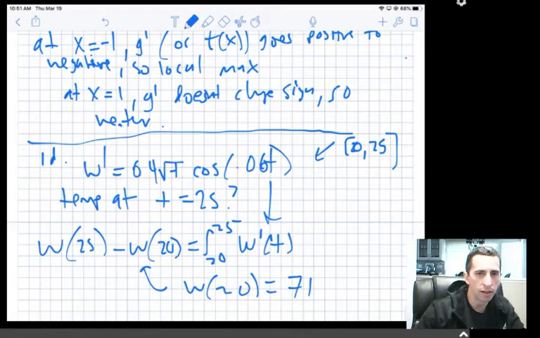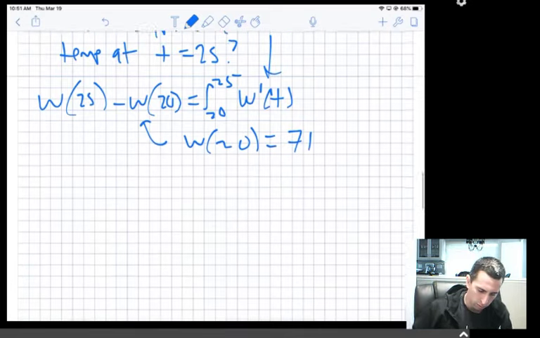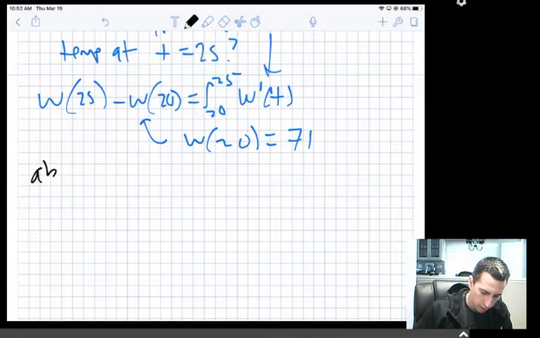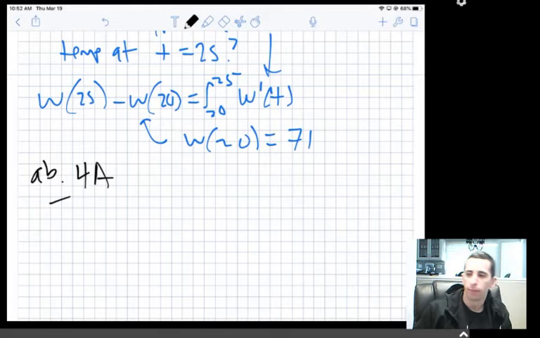Alright, yeah, Dominic, we'll take a look at 4A then. No problem. So this is on the AB homework 4A. Okay, so let's take a look. AB 4A.